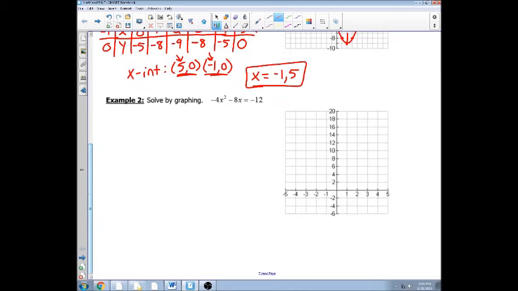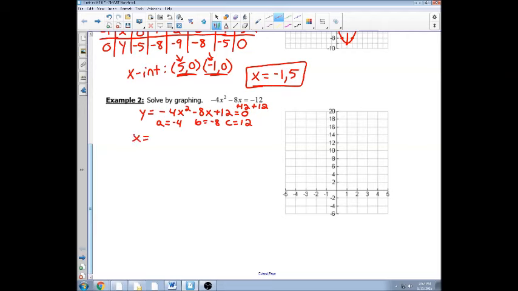First step is to always get our equation equal 0, so it'll be negative 4x squared minus 8x. If I wanted to make this 0, I would add 12 to both sides. So plus 12, that would equal 0. Remember, this would just be our y value. Okay. So our a at this point is negative 4. Our b would be negative 8. Our c would be 12.